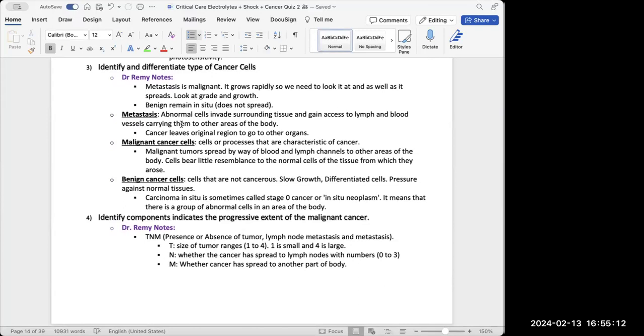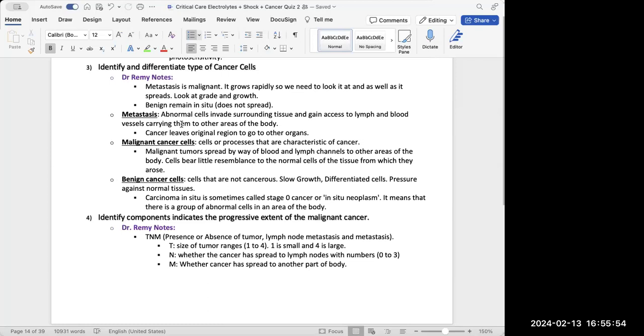Okay, so the next question is to identify and differentiate types of cancer cells. So I think the question is going to be based on the difference between malignant and benign cancer cells. The way I think about this question is that Dr. Remy was mentioning malignant also means that the cells are metastasizing. So it's growing very rapidly, and we want to look at how much it spreads. That's why we do the TNM, right? So we could see the growth and size of the tumor. So malignant, always think things spreading really quickly, things spreading to other places, invading healthy host cells, things like that.